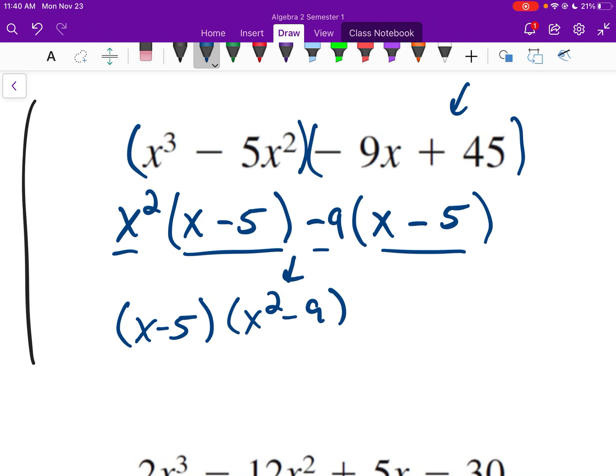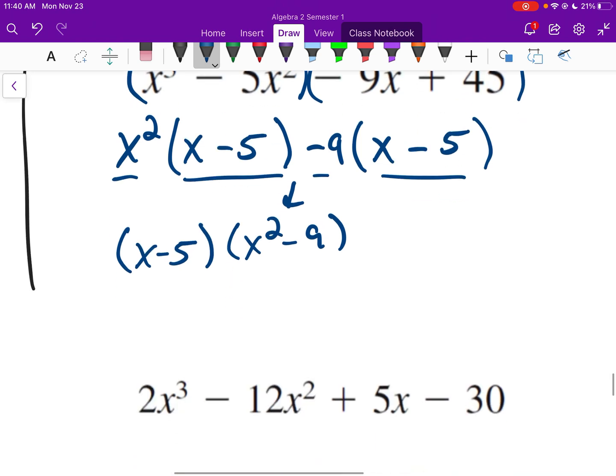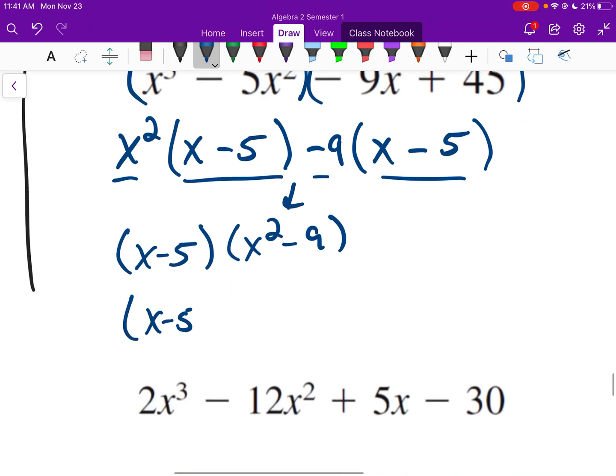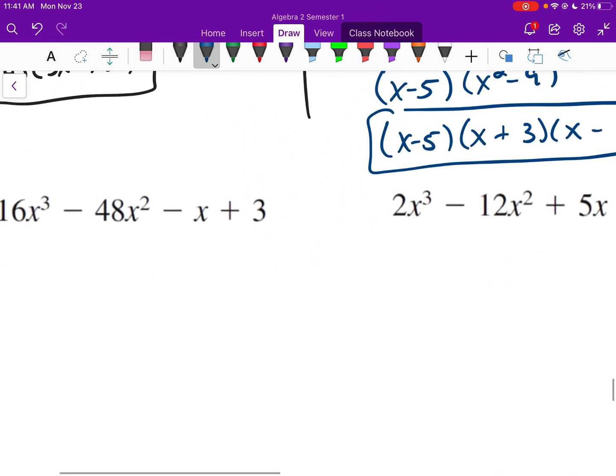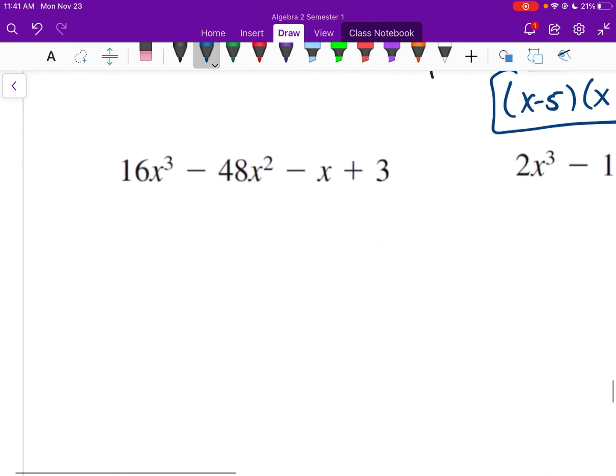And again, we got to make sure that this does not factor further. Okay, I see that it's a difference of squares. I'm squaring x, and I'm squaring 3. So x and 3, opposite signs. So there's our factored form for that 4-term polynomial. Okay, next one.